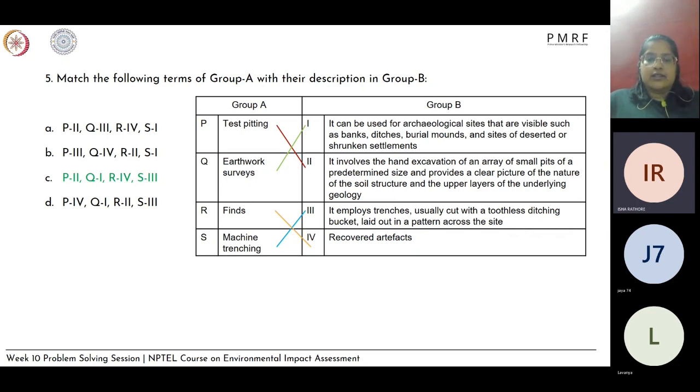Then finds is usually for recovered artifacts. So R matches with 4. And machine trenching employs trenches usually cut with a toothless ditching bucket laid out in a pattern across the site. So S matches with 3. So the correct option was C, that is P matches with 2, Q matches with 1, R matches with 4, and S matches with 3.